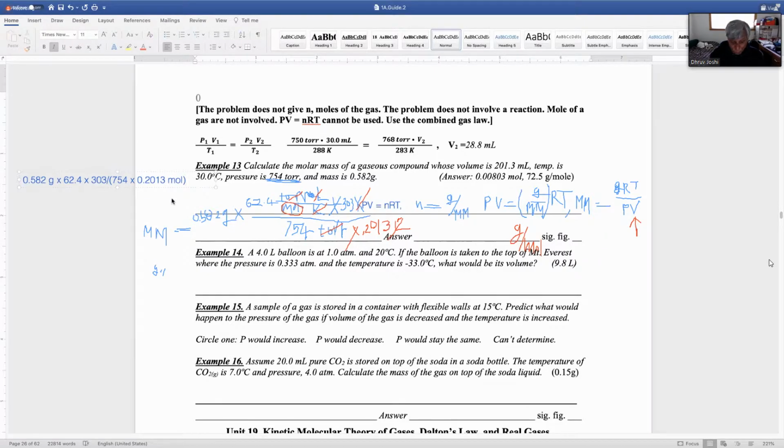Okay, now I'm going to do the calculation. Calculate that. 0.582 multiplied by 62.4 multiplied by 303 divided by 754, and then divided by, this is in the denominator, so we are again dividing by 0.2013.